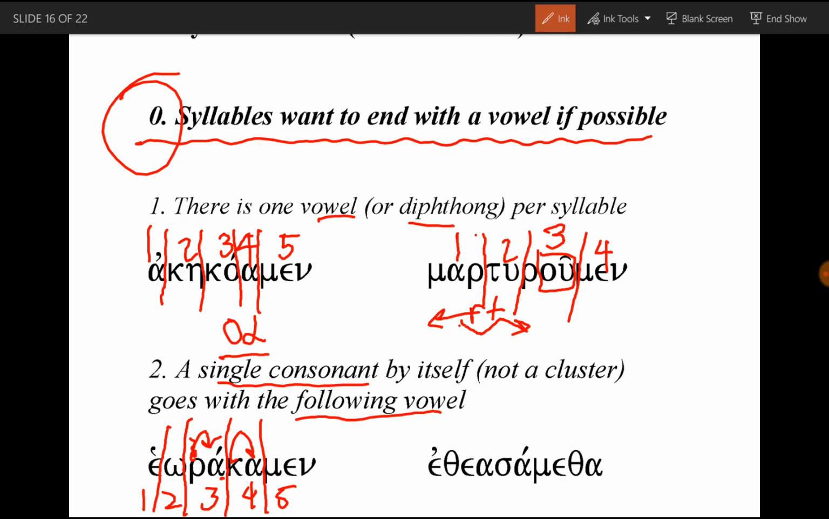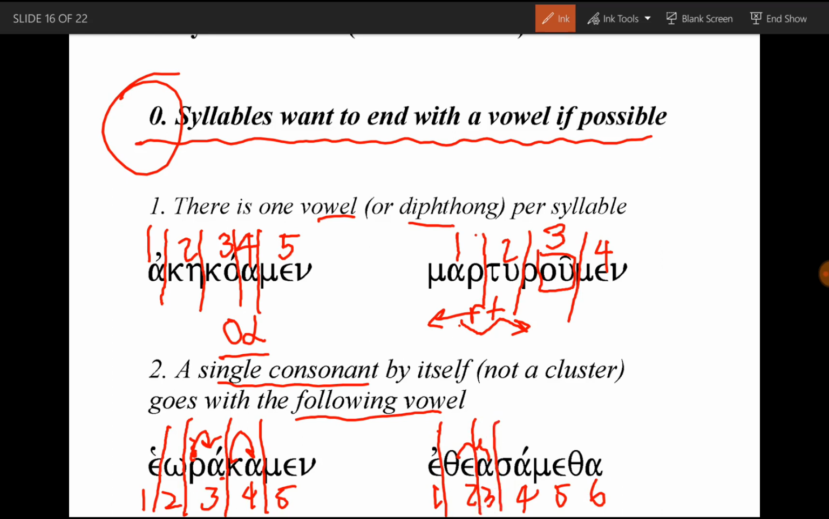Etheosametha. Let's apply the rules again. One vowel, 2, 3, and we ask, is this a diphthong? It's not. Remember, we only have 8 diphthongs. You have to memorize what those 8 are, and you'll realize that epsilon alpha is not one of those diphthongs, so you have to pronounce them separately. So we have 1, 2, 3 vowels, 4, 5, and now we have 6. So 6 syllables.